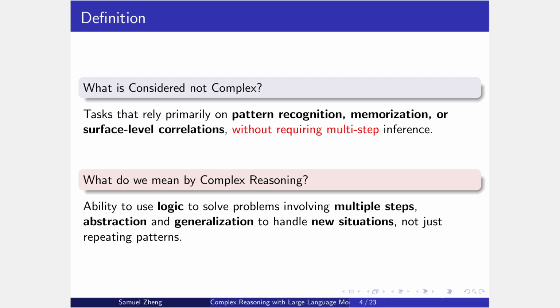This involves several key components. First, the ability to break down complex problems into smaller, manageable pieces. Second, the ability to apply logical rules consistently across multiple steps. Third, the skill to abstract from specific examples to general principles, and finally, the capability to generalize these principles to entirely new situations that weren't directly seen in training. This is what separates true reasoning from sophisticated pattern matching.